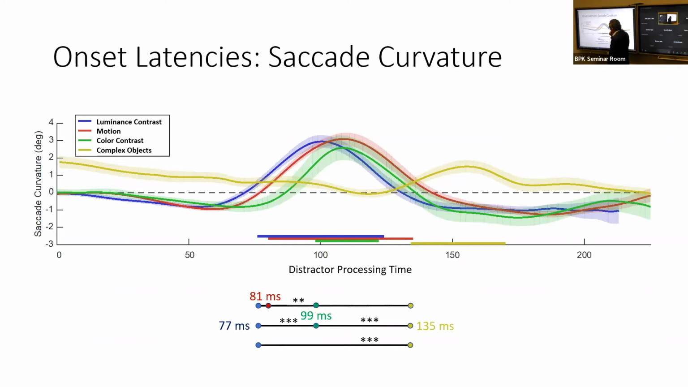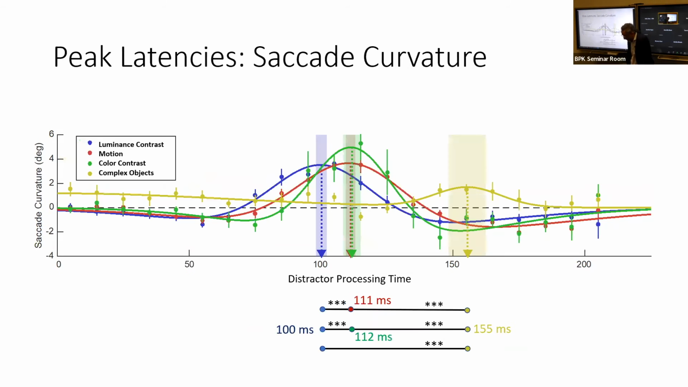We do this for our 4 different types of stimuli, and we get a clear pattern of results. The luminance grating is the shortest at 77 milliseconds, followed by our motion processing latency at 81, followed by color processing at 99, and our complex objects at 135. Everything is significantly different from everything else except luminance gratings and the motion stimulus. Those are 77 and 81, and they did not come out as significant. But we're seeing this pattern that matches what we would expect for visual processing.